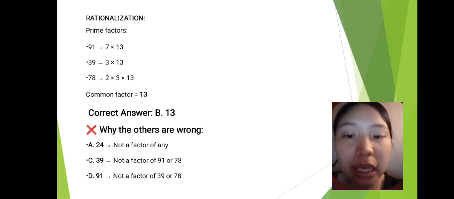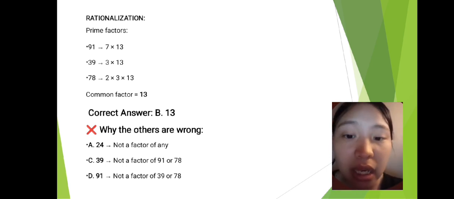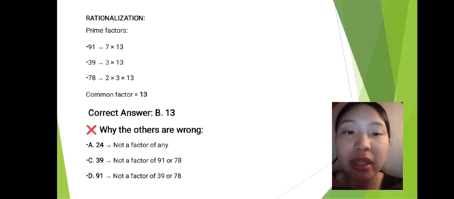Why is letter A 24, letter C 39, letter D 91 is not the correct answer? Not a factor of any. Si 39 not a factor of 91 or 78. Also the 91 not a factor of 39 or 78.